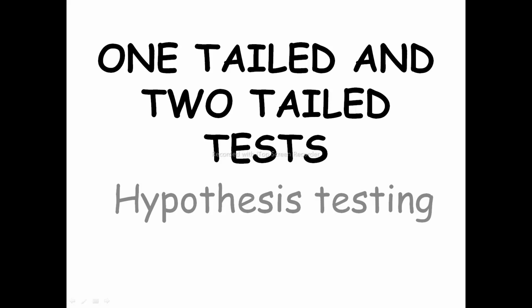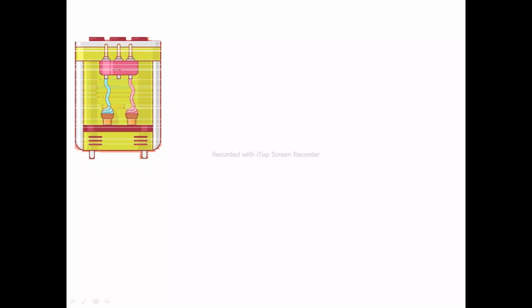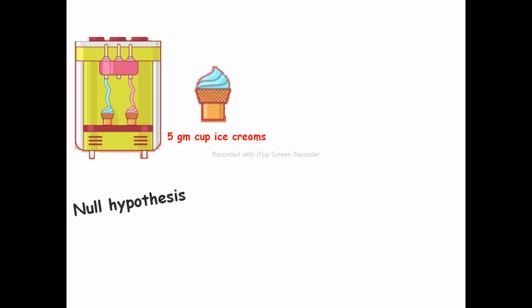In this video, we'll be discussing one-tailed and two-tailed tests. Let us try to understand this with the help of an example. Suppose this is an ice cream making machine, and it is being assumed that this machine is making cup ice cream that weighs 5 grams. This is our null hypothesis.